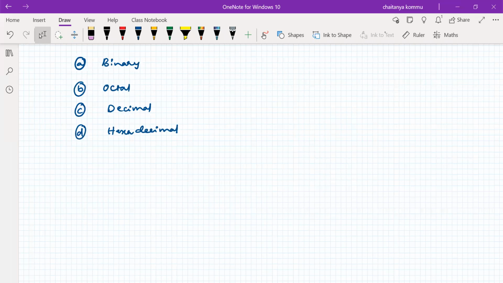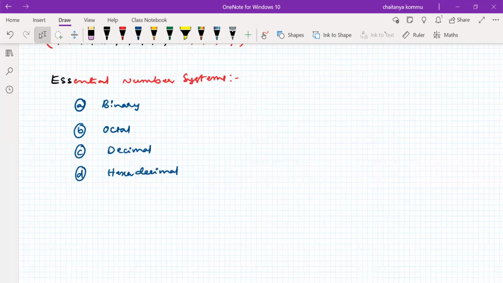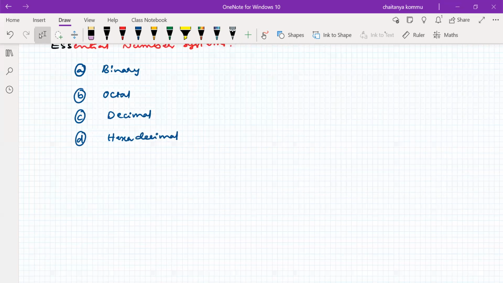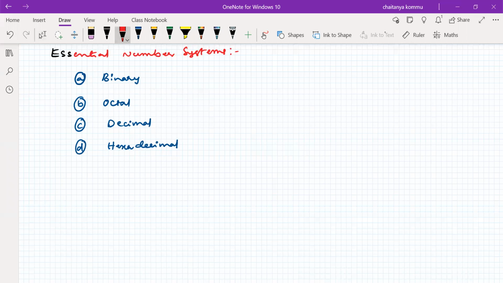So these are the number systems that we normally concentrate on in this particular course. How are we representing a number in binary, octal, decimal, hexadecimal? How do we convert binary to octal, octal to binary, octal to decimal, decimal to octal, decimal to hexadecimal, hexadecimal to binary? There are so many things that we want to communicate at this point of time. So the final conclusion for this one is, let us consider one note.